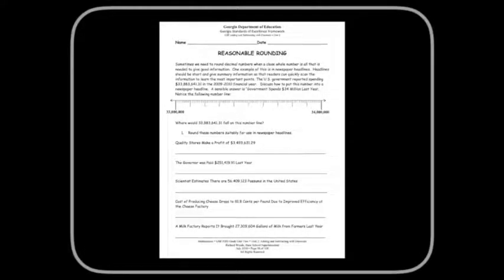Watch now as one group begins to make sense of where to place 33,883,641 and 31/100ths on a number line. Which standard for mathematical practice are they struggling with? What other questions might you ask this group to build their understanding of the magnitude of number?